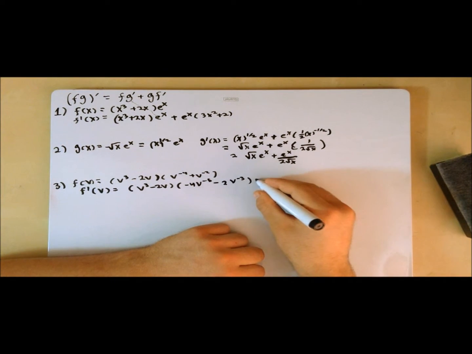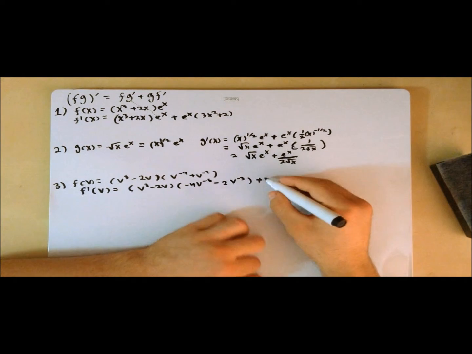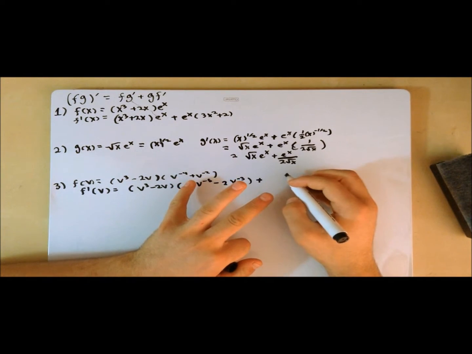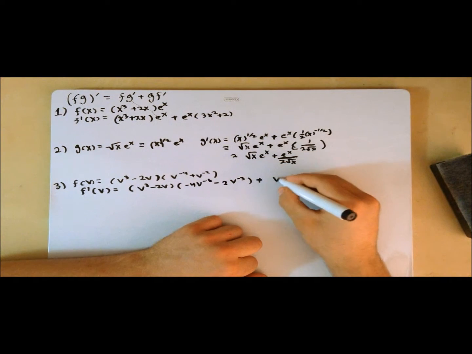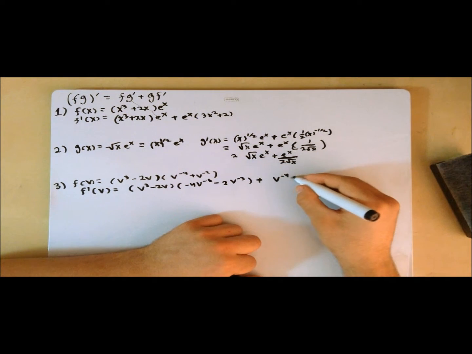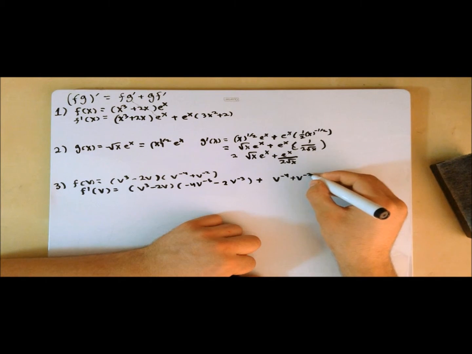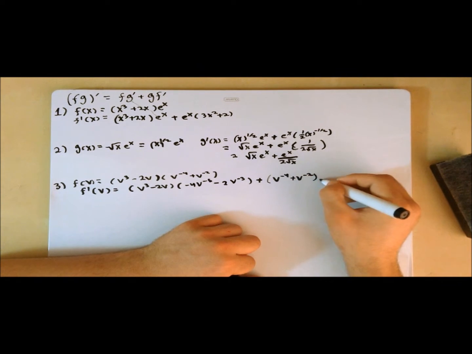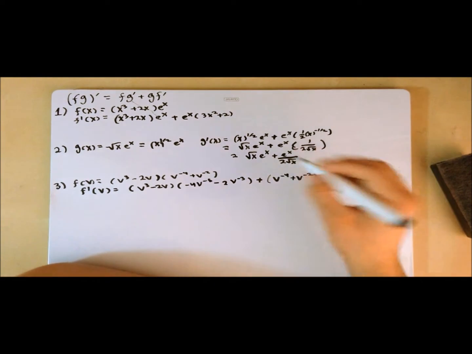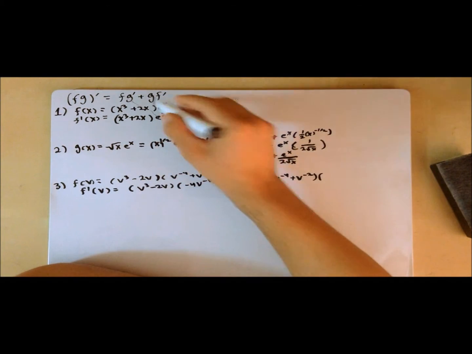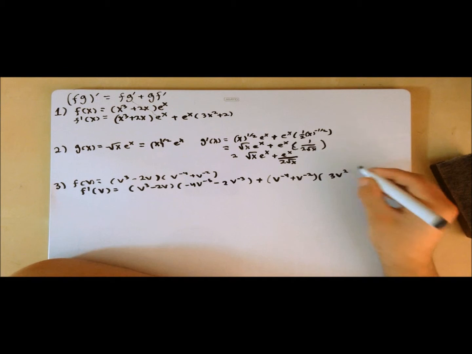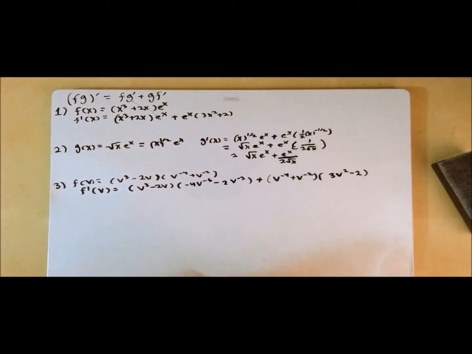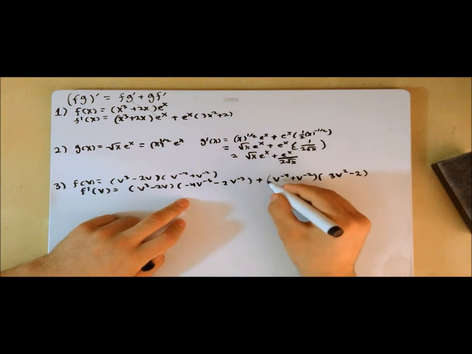plus, and now we'll take the derivative, leave the second as it is. That's your g. So we'll have v to the negative 4 plus v to the negative 2 multiplied by the derivative of the first bracket. That's your f prime. And we get 3v squared minus 2. So this would be your answer.